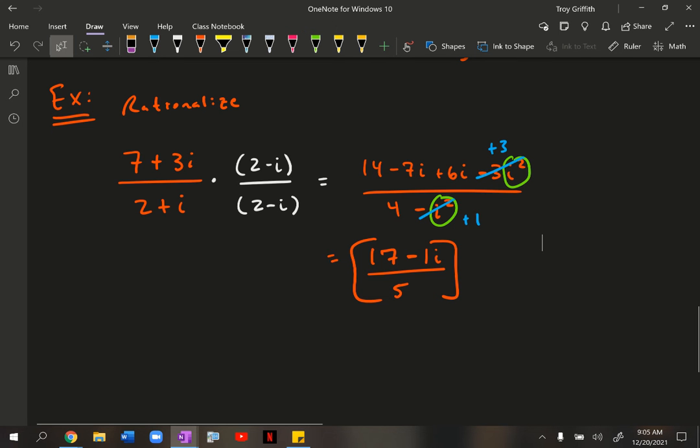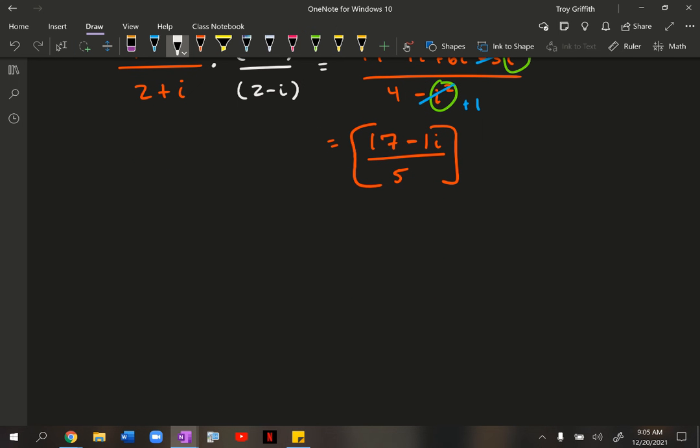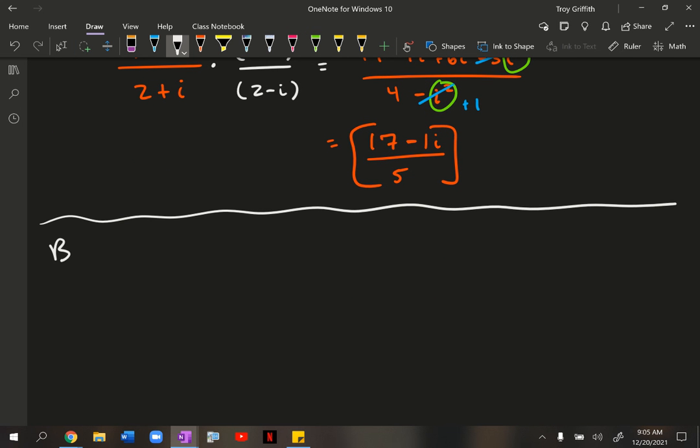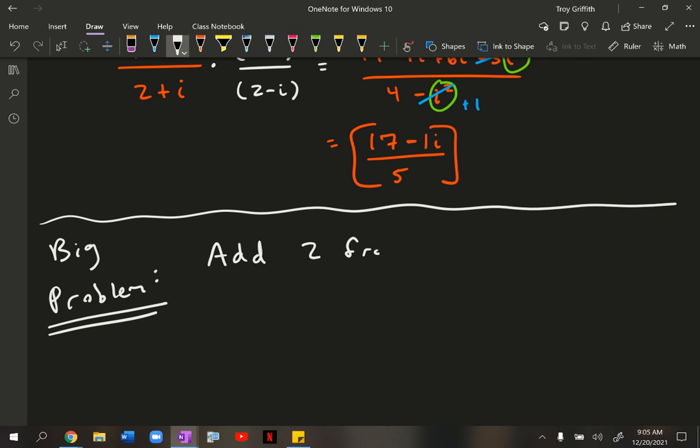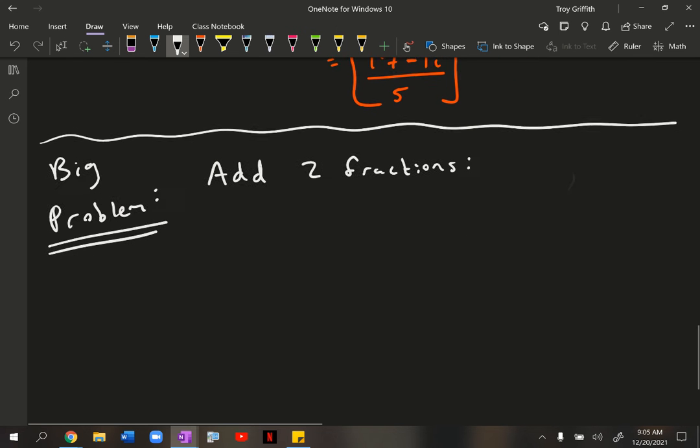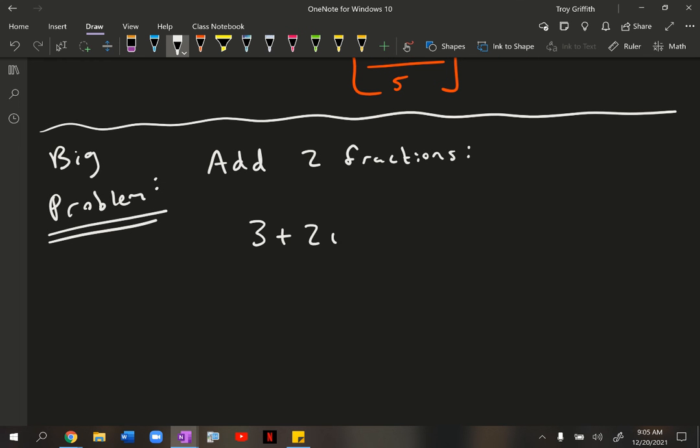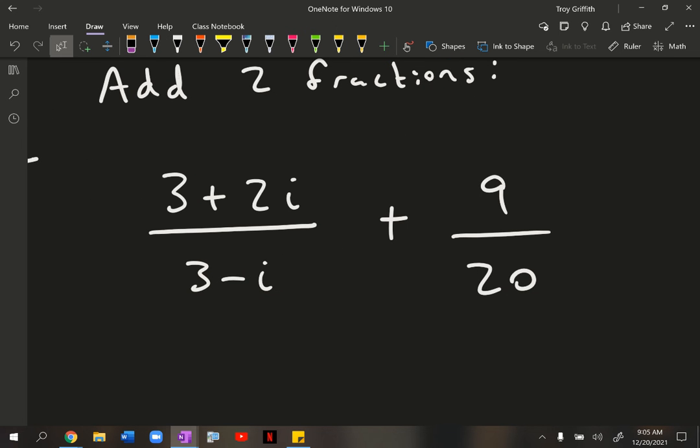Now, from our last example, we'll call this just our big problem of the day. I did put one of these on the worksheet practice as well. So for our big problem, let's add these two fractions together. Okay, so here's what I've got. 3 plus 2i divided by 3 minus i plus 9 over 20. All right, and this is a super weird problem because I've got an imaginary denominator on the first one, and a real number denominator on the second one. And I'm being asked to add these together.